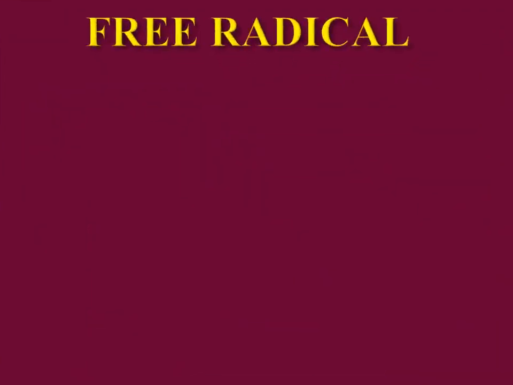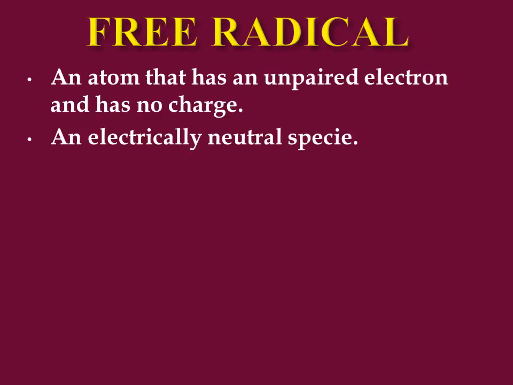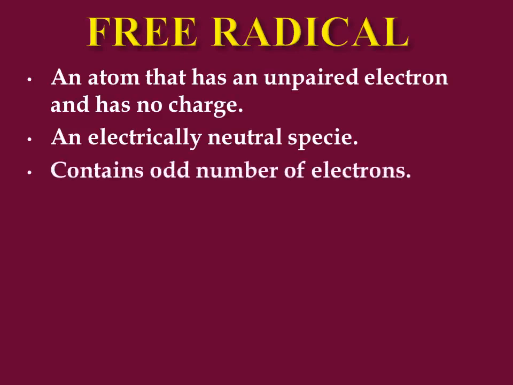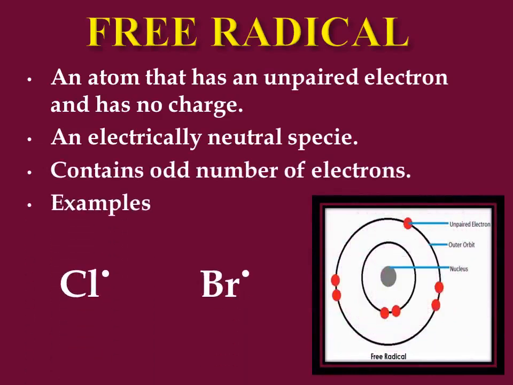You're also familiar with the term radical. It is an atom that has an unpaired electron and has no charge. It is an electrically neutral species that contains an odd number of electrons. For example, chlorine radical and bromine radical.